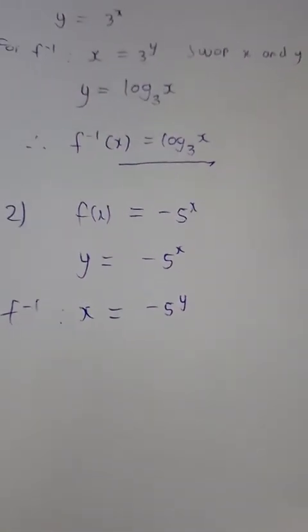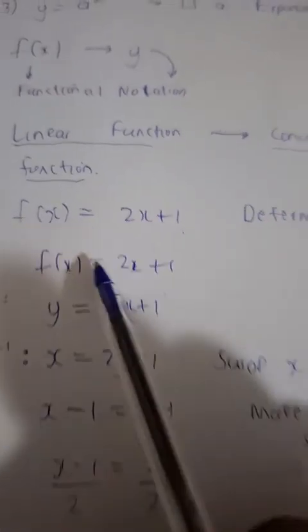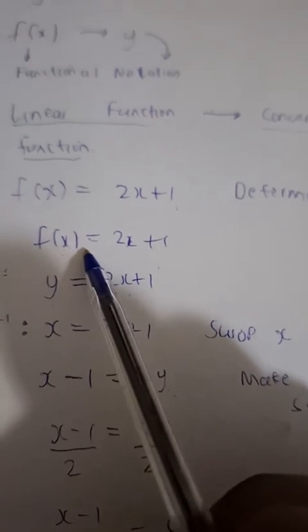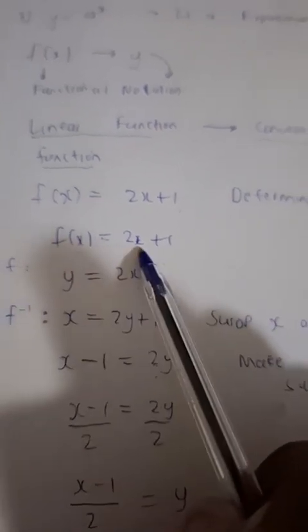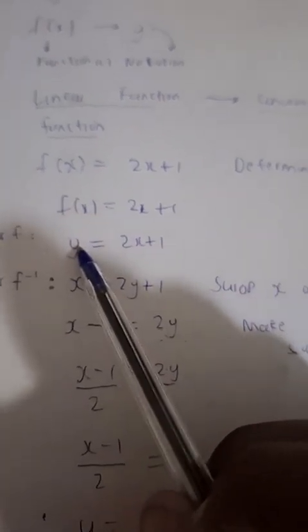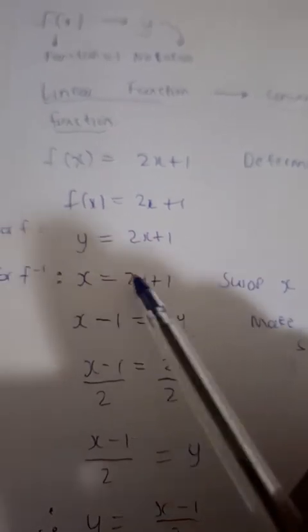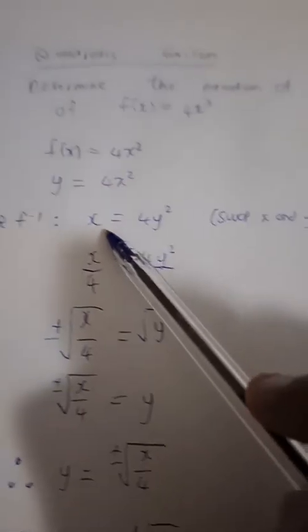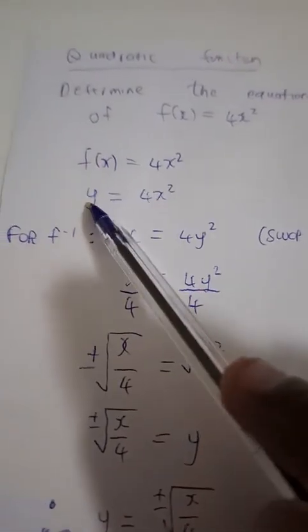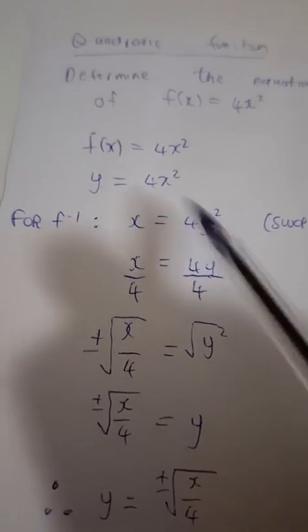Whether it's a linear function, I just want to show you. f of x is equal to 2x plus 1. There's a fundamental step that we do for all of these functions. We write it in terms of y and x, then we swap x and y. That's the first step. Then for a linear equation, we make y the subject. For a quadratic function, same thing. f of x is equal to 4x squared, y is equal to 4x squared. We swap x and y. x becomes y, y becomes x.